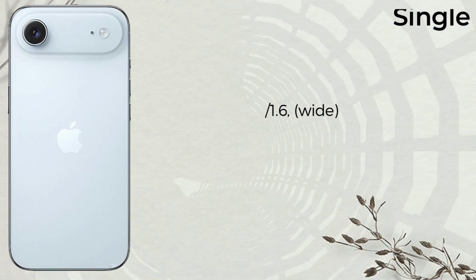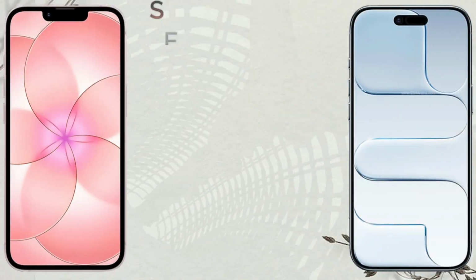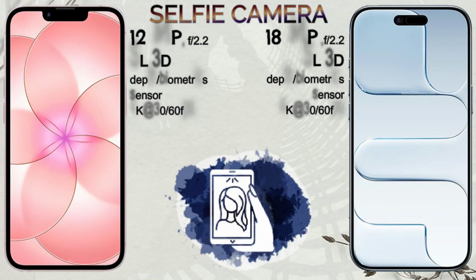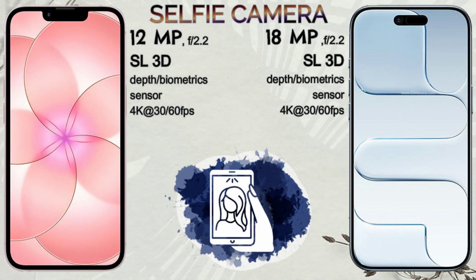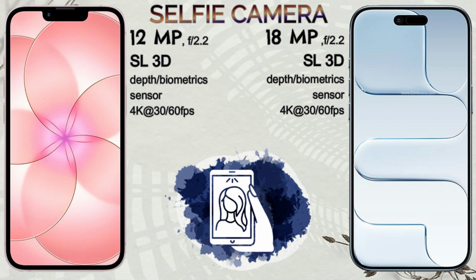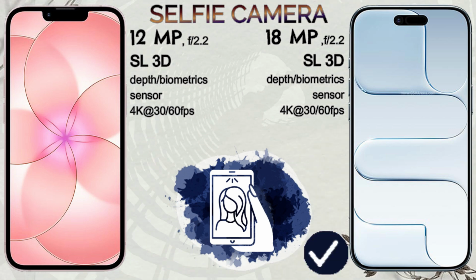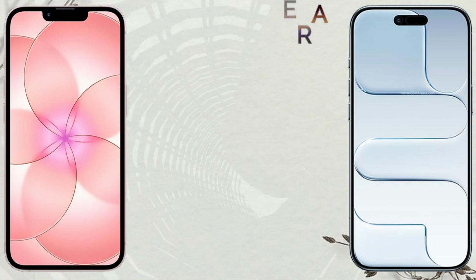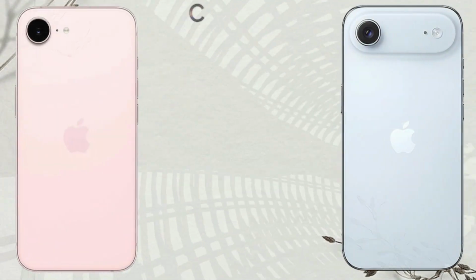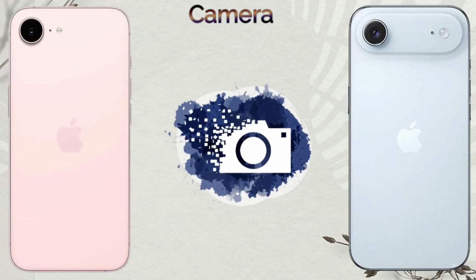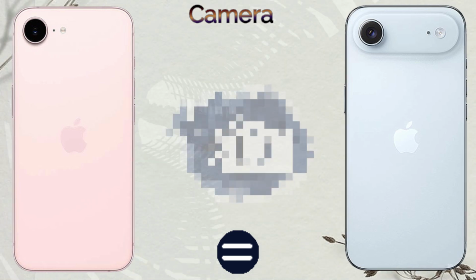Apple iPhone 17e come with 12 megapixel and SL3D, depth biometrics sensor, selfie camera, 4K 60 FPS video recording. Apple iPhone Air come with 18 megapixel and SL3D, depth biometrics sensor, selfie camera, 4K 60 FPS video recording.